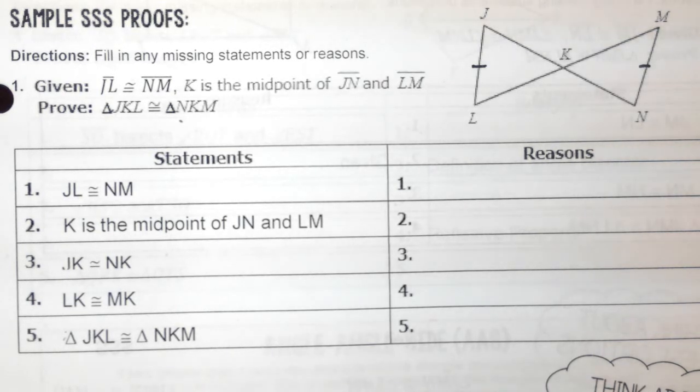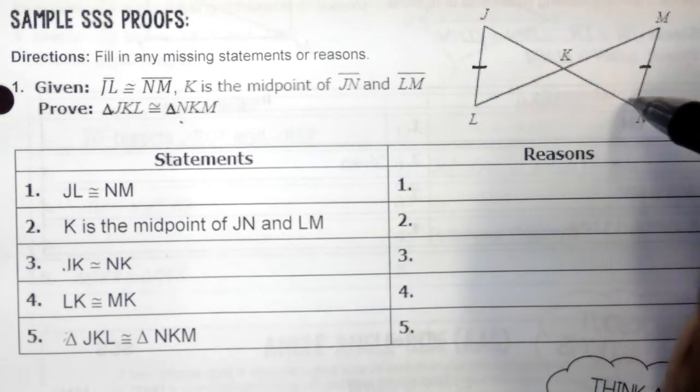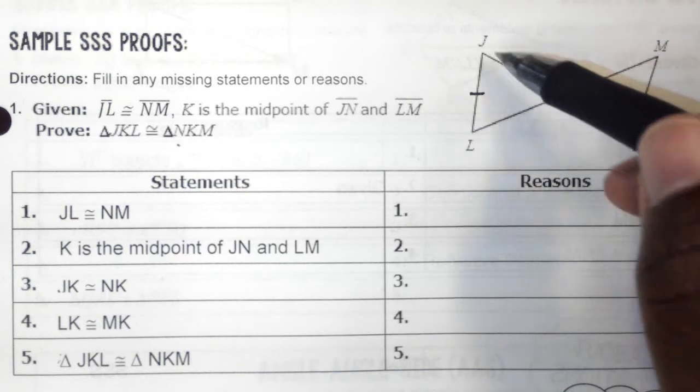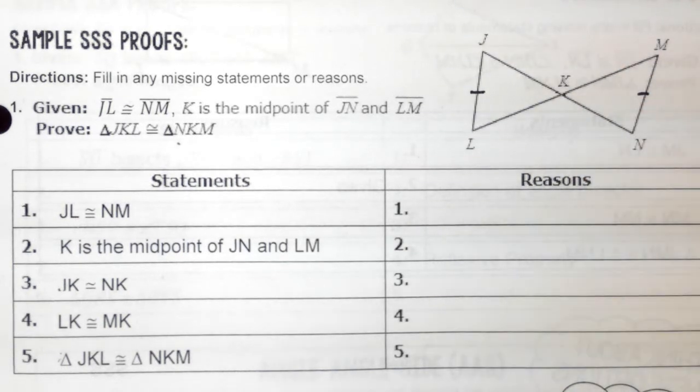Segment JN, let's start with that one first. They're telling me K is the midpoint of segment JN. If K is the midpoint of segment JN, what should I know about that segment? Somebody in here knows. Say it again. What's congruent? Everybody would say they're congruent. Be specific. Say it louder.